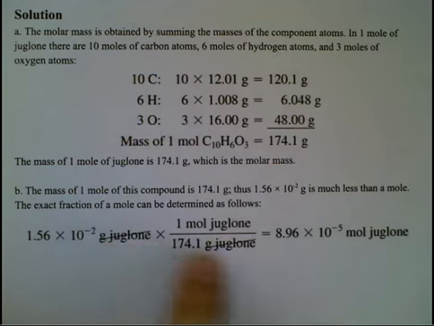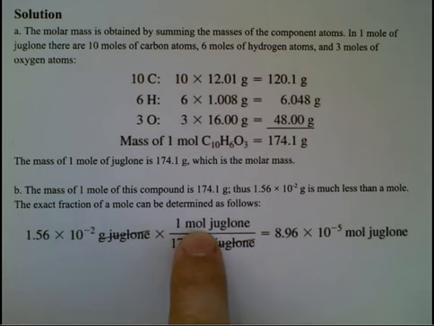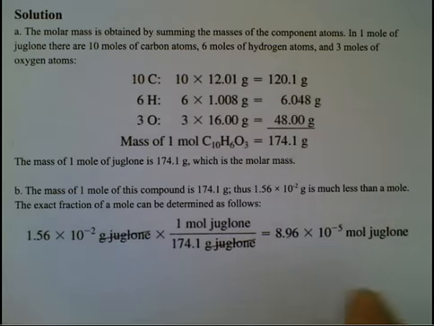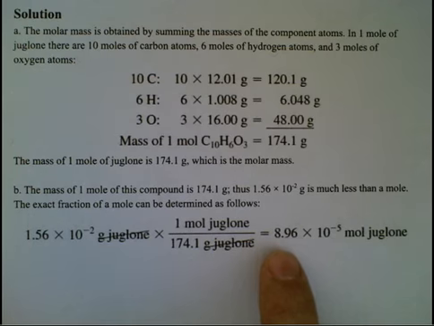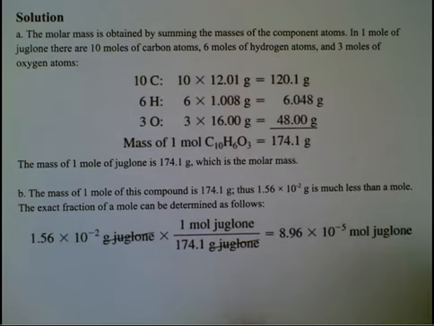And I know the grams are going to be on the denominator of my conversion factor so that I can cancel out grams and end in moles, because that's what the question is asking for. Simple calculation, multiplication and division, yield a response of 8.96 times 10 to the negative 5 moles of juglone.